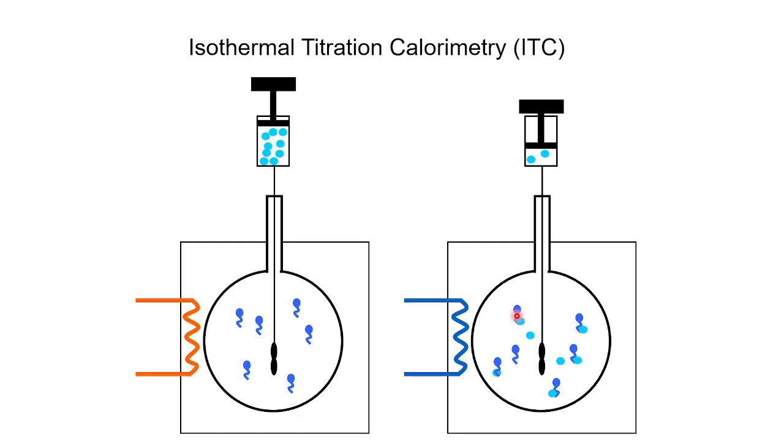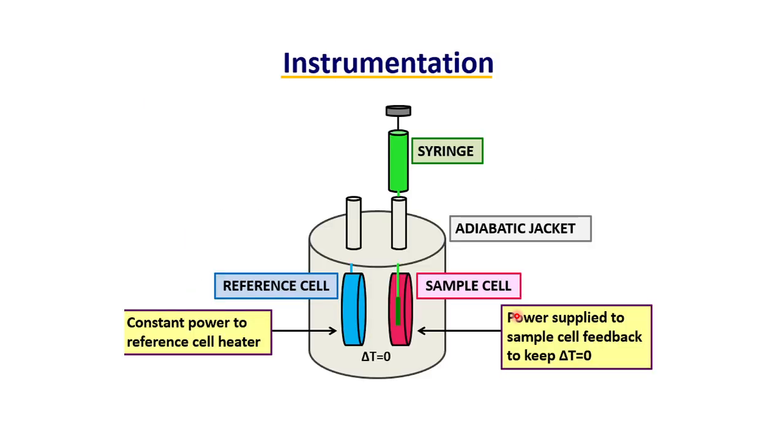So there might be so many things that are happening. There can be two proteins binding to one ligand, or two ligands can go and bind to one protein. So depending on the value of n, you can get an idea about the stoichiometry. So how does the instrumentation look like? Like I was saying, this is an adiabatic jacket, and you have a reference cell and the sample cell, and the delta T is 0 over here.